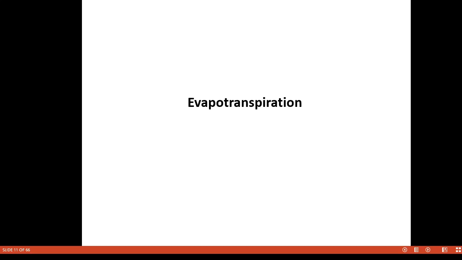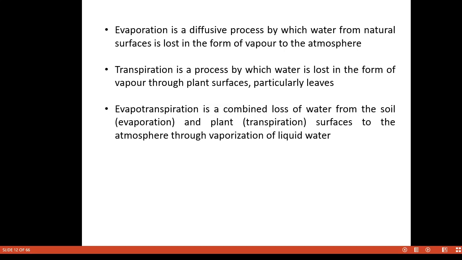And some of the water which is applied on the soil, all of it may not be taken up by the plant. Some of it will be lost by evaporation, and some of it will be lost by transpiration. So there's a term called evapotranspiration, and it's very vital when it comes to irrigation and also irrigation planning.